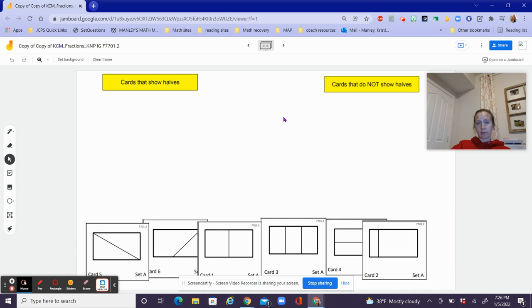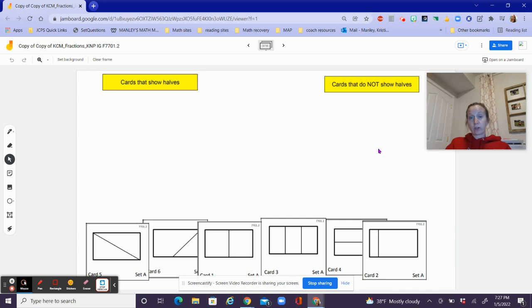So if you were in person and you had the cards, you would have a rule card, right? And it would be laid at the top of your game board. And so this time the rule is cards that show halves and cards that do not show halves. And then these are your cards down here, and you would sort them so that if the image shows equal shares, halves, it goes over here. If they're not equal shares, they're not halves, so they have to go over here.